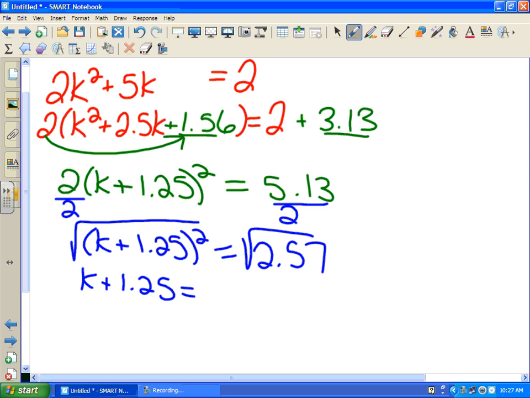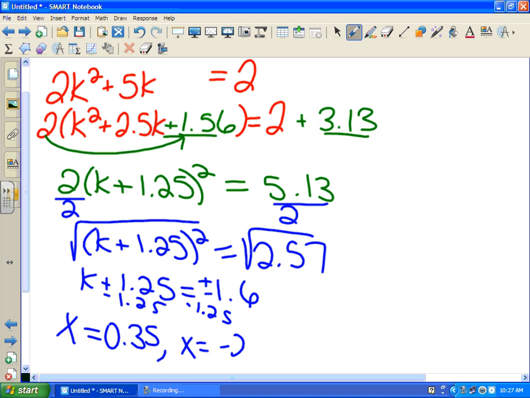Wait, what did you say? I got 1.6. Did you do square root? Plus or minus 1.6. And then subtract 1.25. Oops, I'll rewrite it. So negative 1.25 plus 1.6 and negative 1.25 minus 1.6, which is negative 2.85.